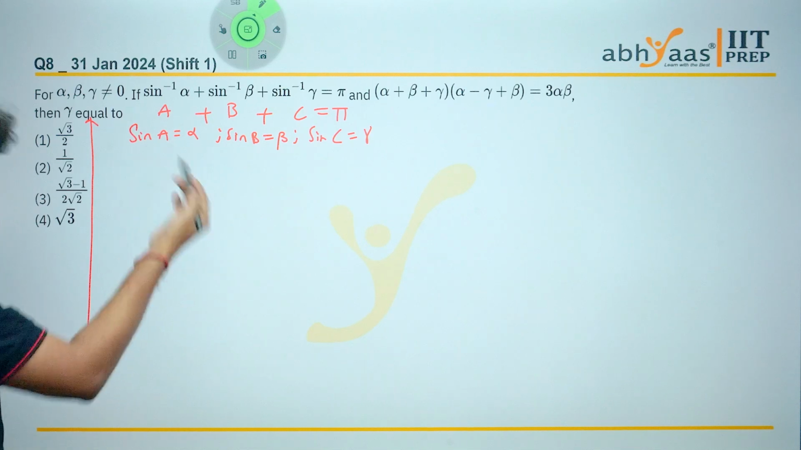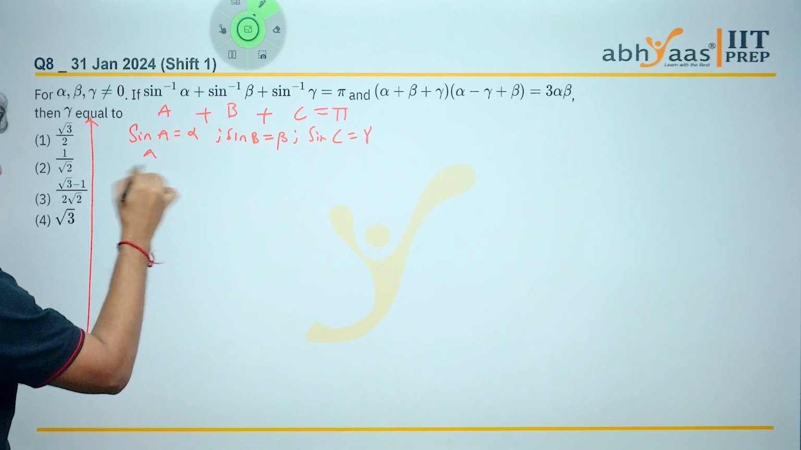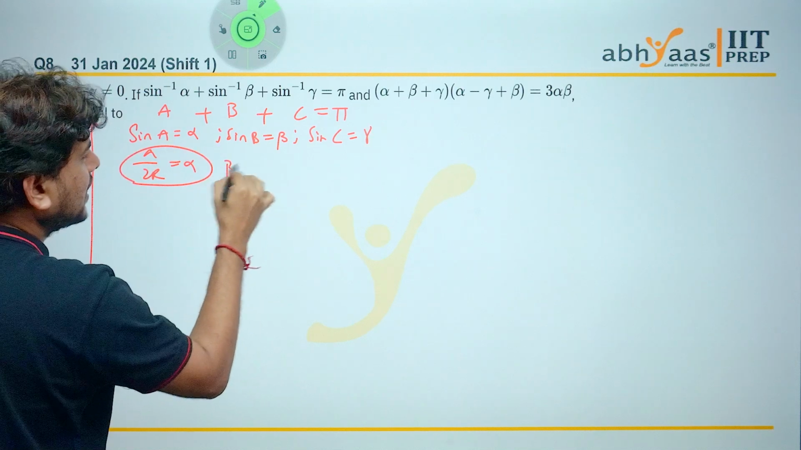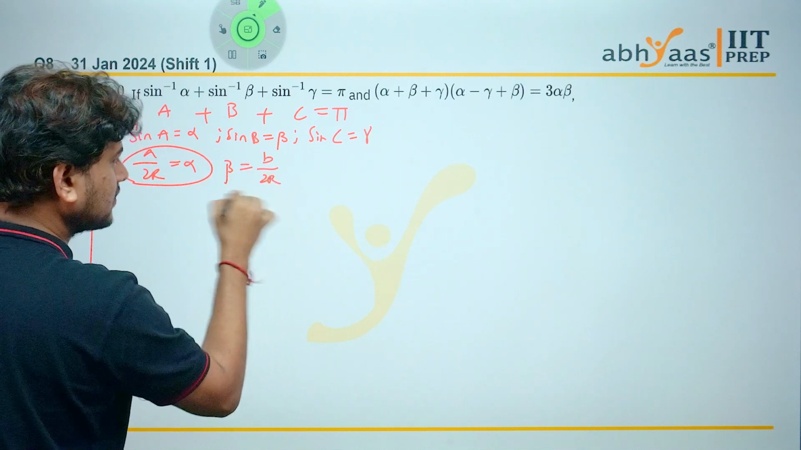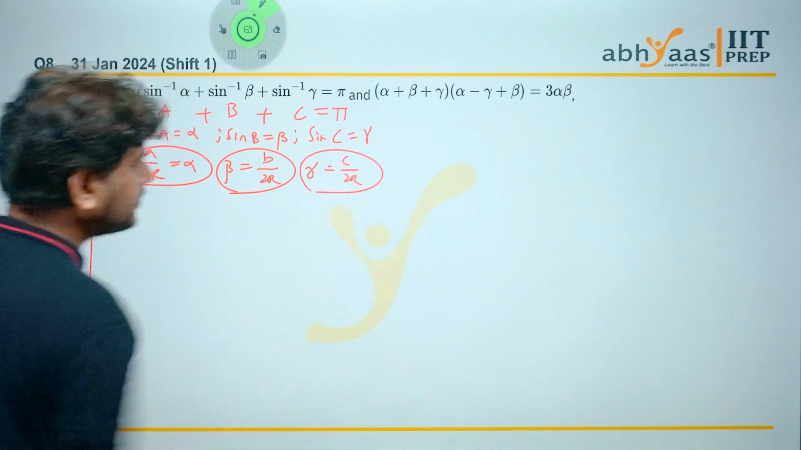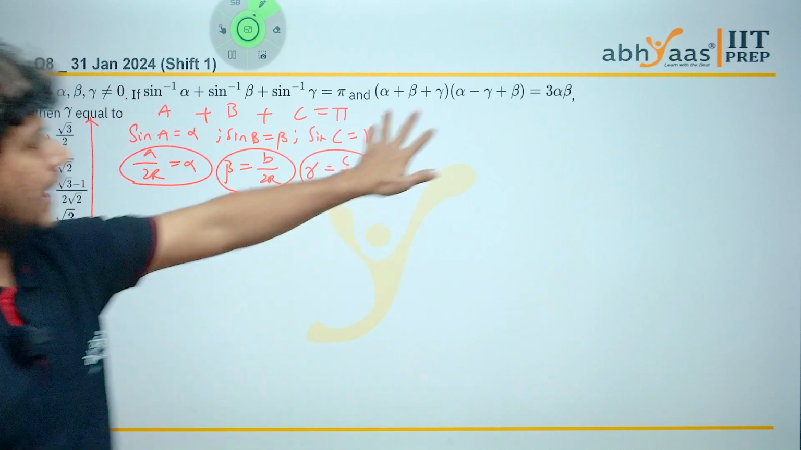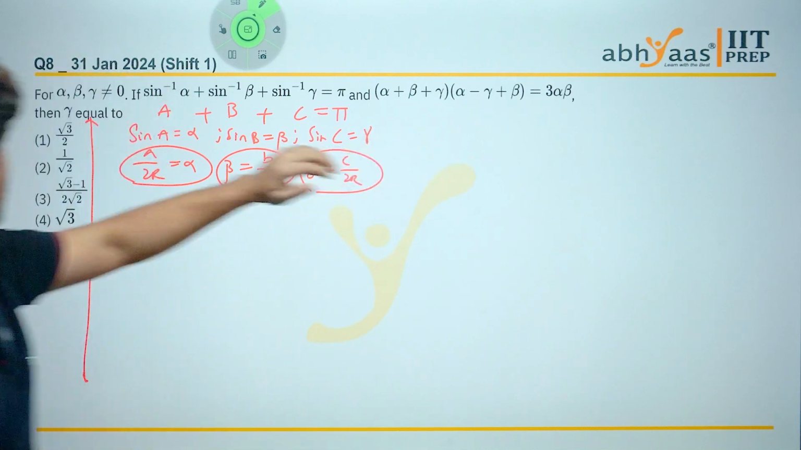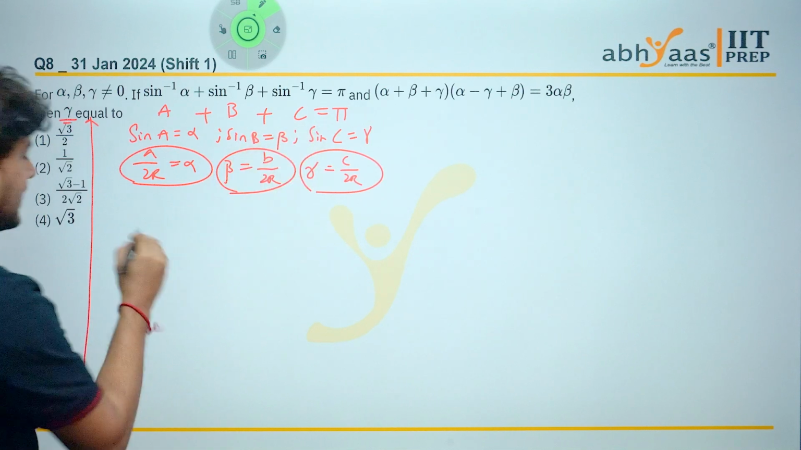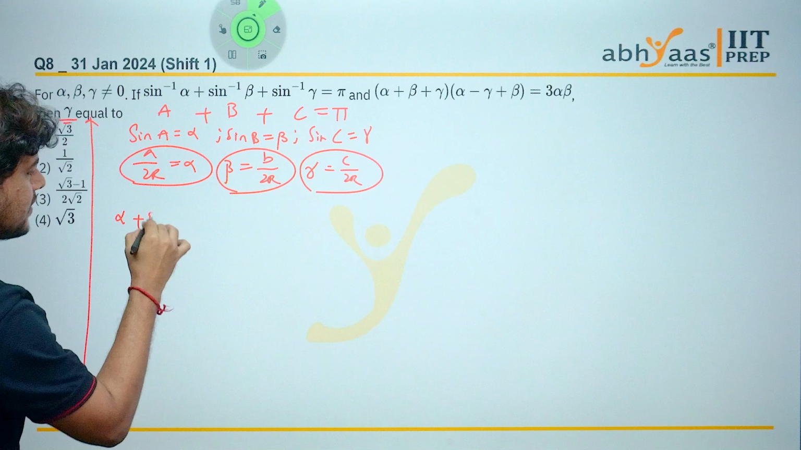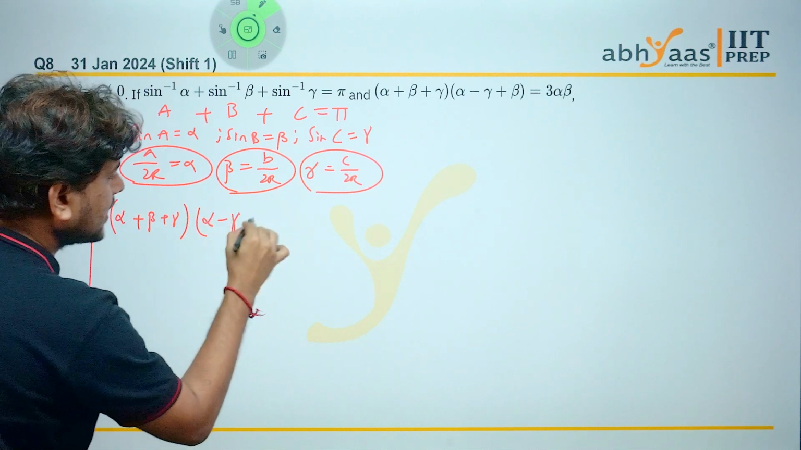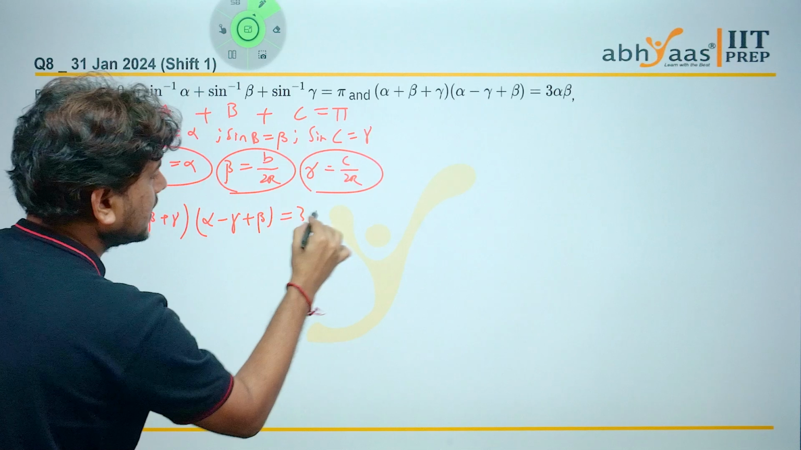We know sine A formula is a by 2R. So we have alpha equal to a by 2R, beta equal to b by 2R, gamma equal to c by 2R. Okay, now we have to multiply this and we have to find gamma. So let's take that equation, alpha plus beta plus gamma into alpha minus gamma plus beta equals 3 alpha beta.